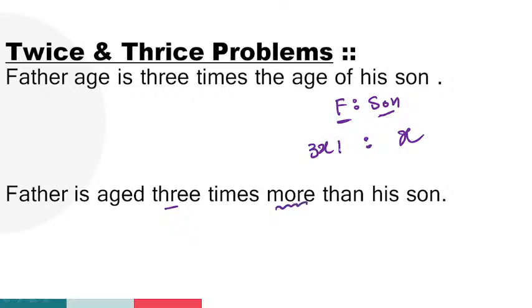More means adding, less means subtraction. More than his son. Son's age is how much? x. So 3x plus x, 4x is to x, guys. So that is the formation. That is the formation, guys.